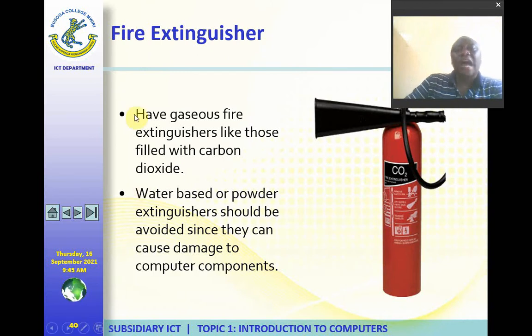Have gaseous fire extinguishers, like those filled with carbon dioxide. Carbon dioxide will stop that fire. Water-based or powder extinguishers should be avoided because they can cause damage to the computer components. We don't need water in the lab, so those should be avoided.